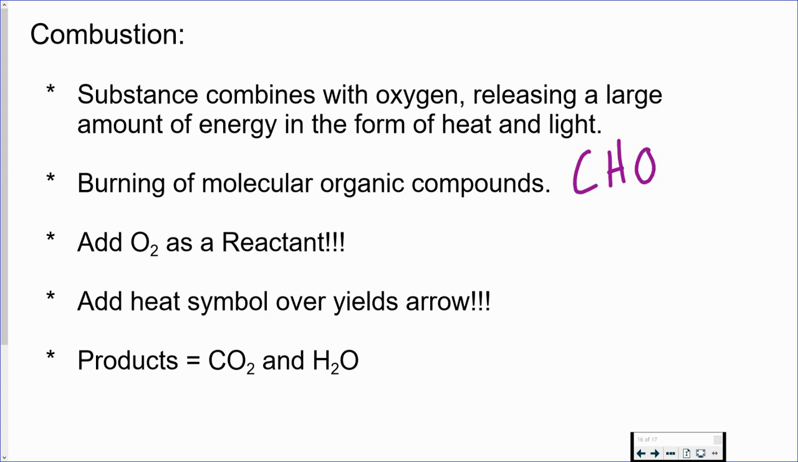Because if you have a fire and you take away the oxygen, the fire dies due to the fact that it can't breathe. Add the heat symbol, so we're always going to have the delta triangle or the heat symbol over top of our arrows, and our products always produce or fill the other side with CO2 and water.